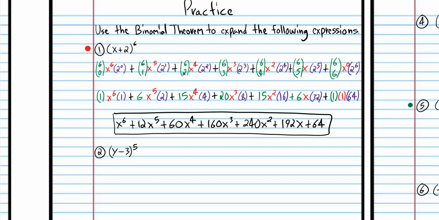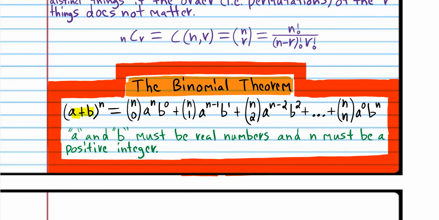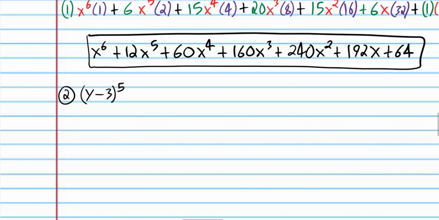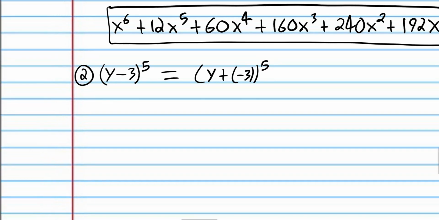So how do we do subtraction? Because our binomial theorem only deals with addition: a plus b raised to the n. Well, this is y minus 3. So how do we do this? Well, we just rewrite it as y plus negative 3 to the 5th power.